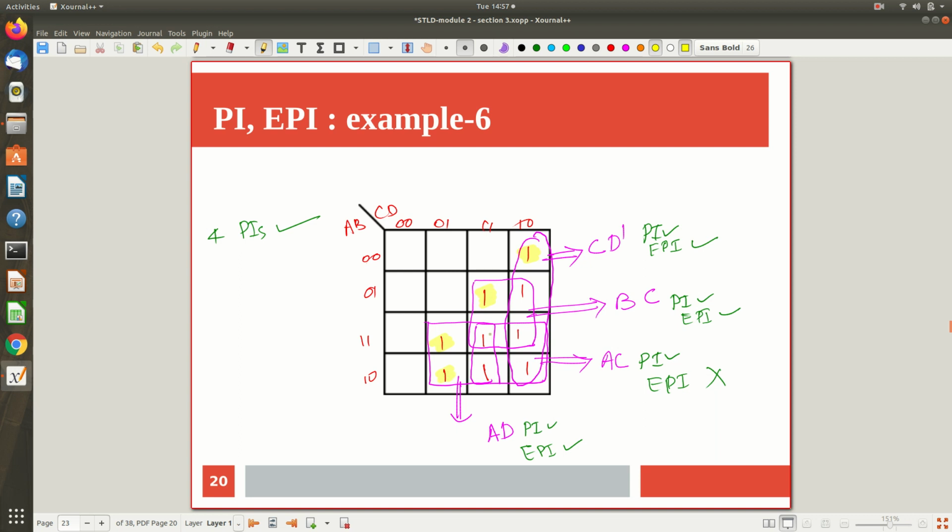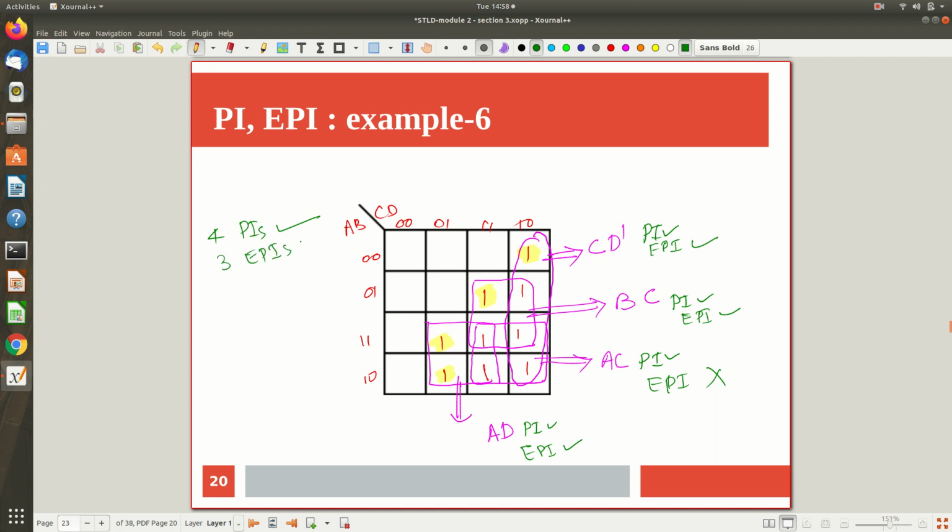But if I look at this whole group, it is not essential. Why? Because if I look at this one, you can see 2 groupings, here also 2 groupings, here also 2 groupings, right? So that is why it is not essential. Hope it is clear. So out of the 4, there are only 3 essential prime implicants.